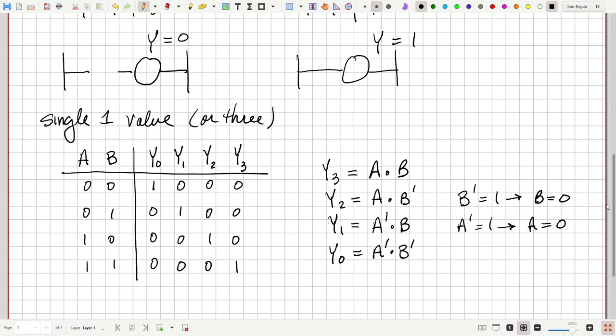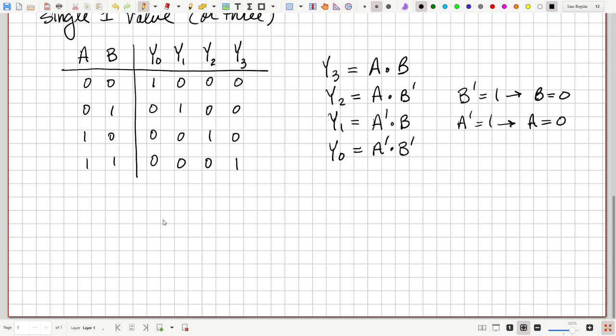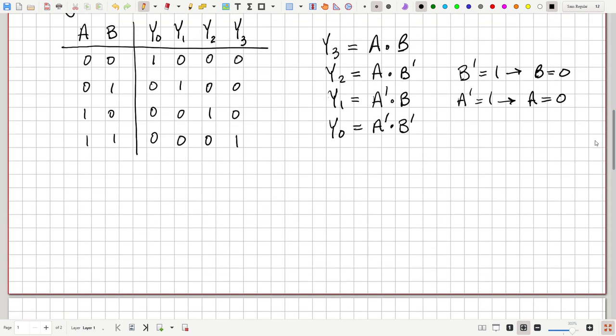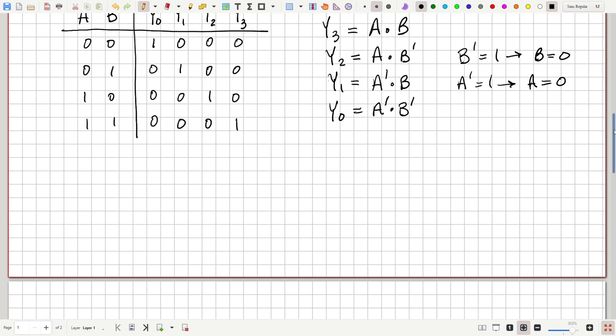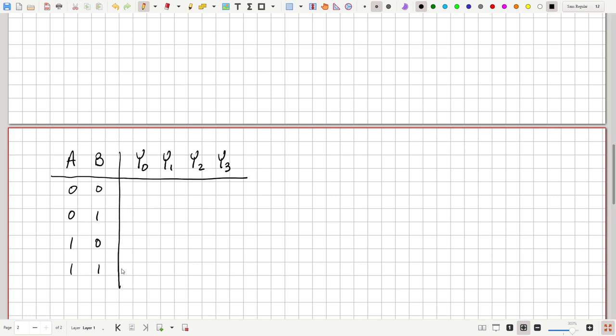Now, if we just invert those, and let's see, I'm probably going to need another page for this. If we simply invert those, right, so just change all the ones to zeros and all the zeros to 1, then what we get is A B, Y0, Y1, Y2, Y3, 0, 0, 0, 0, 1, 1, 0, 1, 1. All right.